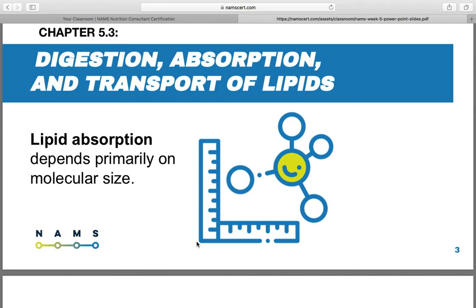Lipid absorption depends primarily on the molecular size. And like I said, guys, this could be what you would put in your notes right here, and it gives you exactly what lipid absorption is.